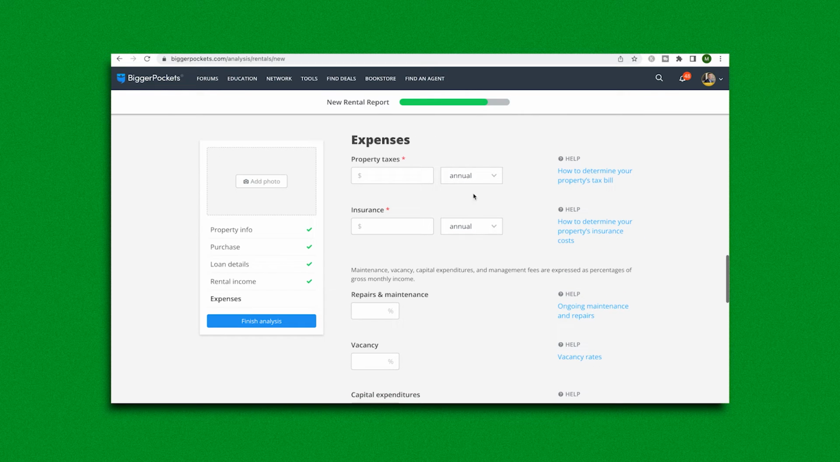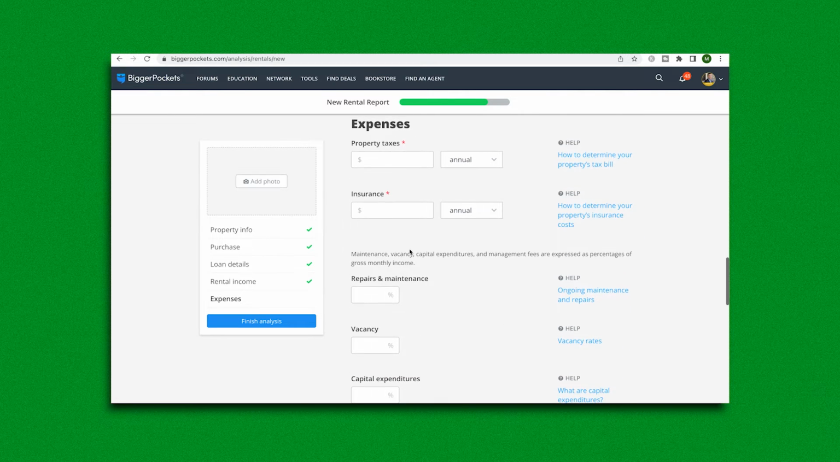The expenses, this is the bread and butter. This is what you need to pay attention to and really get right, because if you mess this up, the whole deal is going to be off. The property taxes are very easy to pull from the MLS. It usually tells you in the public records exactly how much the property taxes were the previous year. So we'll just say the property taxes are $2,000 a year.